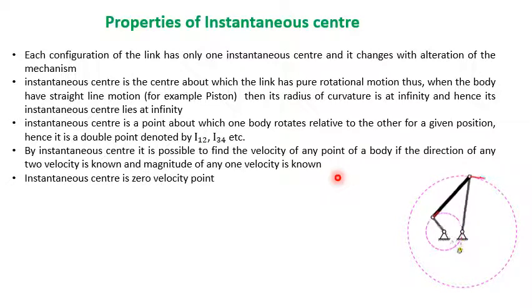Next, this instantaneous center is a zero velocity point. If you calculate the velocity of this instantaneous center, it has zero velocity, so it does not have any velocity. But using this instantaneous center, we can easily find the velocity of other links.